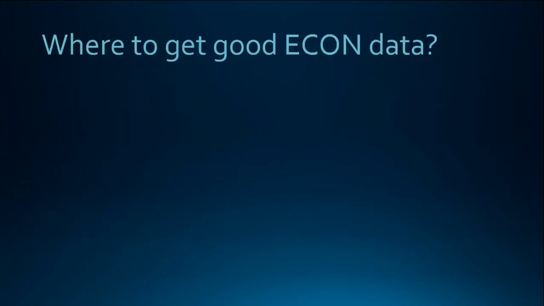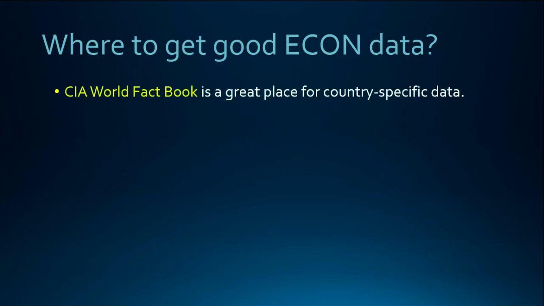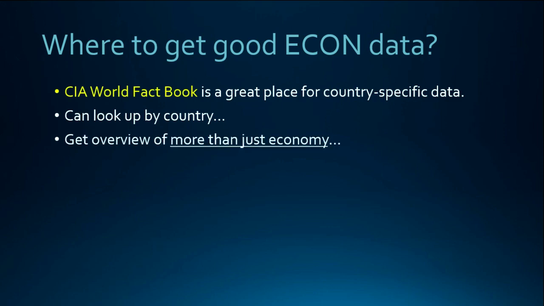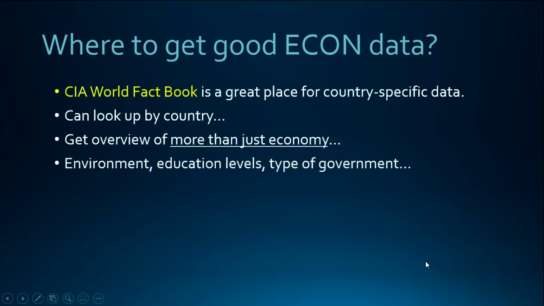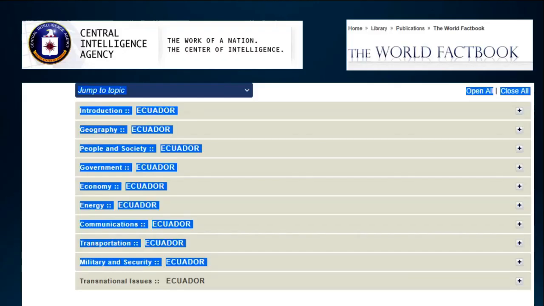Now, let's talk about where to go to get specific information. Let's start with econ data. Let's say that I give you an assignment and you have to find econ information. Well, the CIA World Factbook is a great place for country-specific data. And the beautiful thing about this is that you can look up data by country. So if you're only interested in Thailand, you can look at Thailand, or only in Guatemala, you can look at Guatemala. And you can get an overview of more than just the economy, although there's a lot of great information about the economy. They have stuff on the environment, on education levels, on type of government.